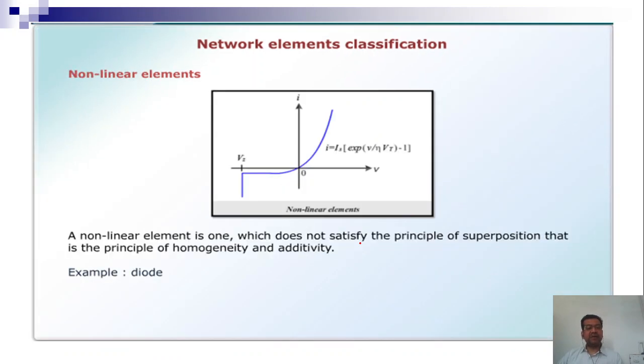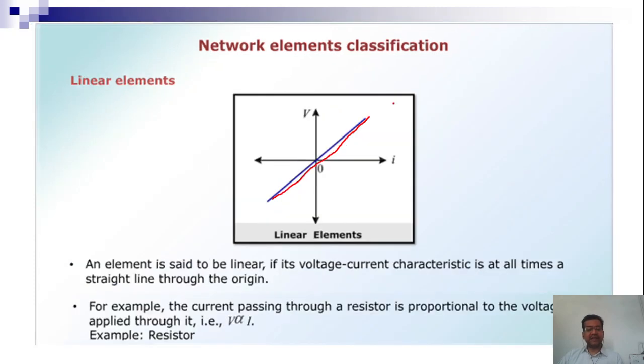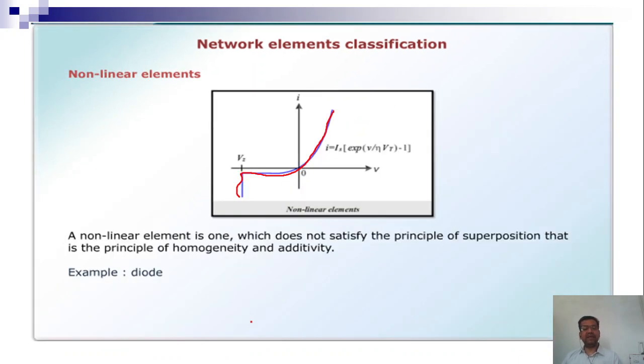Coming to the non-linear element, a non-linear element is nothing but a diode. We know forward bias and reverse bias, and how it acts. If you draw the VI characteristics of a diode, you will get such a curve, which is not linear. Linear means exactly proportional, that is V is directly proportional to I. Then we call it a linear element. So a diode is a non-linear element.